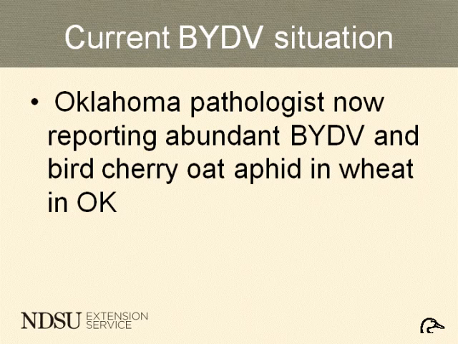The wheat curl mite is here. The aphids have been from southern plains states. And I just wanted to indicate to you that as of a few weeks ago, Oklahoma pathologists were reporting abundant barley yellow dwarf virus and bird cherry oat aphid in winter wheat in Oklahoma. So if we have prevailing winds and those aphid populations are increasing in southern plains states, we would have a potential for problems. But aphids may be controlled with insecticides if scouting indicates there are aphids present.